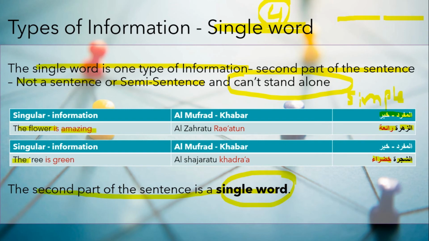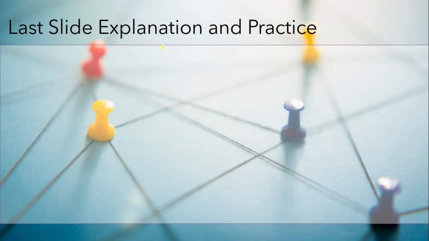الشجرة خضراء. The tree is green. As I said before, in the Arabic language there are no helping verbs. So in the Arabic language, we just write the two words next to each other. The diacritical marks play the role. الزهرة, noun. رائعة, information. الشجرة, noun. خضراء, information. So this sentence consists of the al-mubtada and al-khabar. Al-khabar is mufrad, which is a single word.